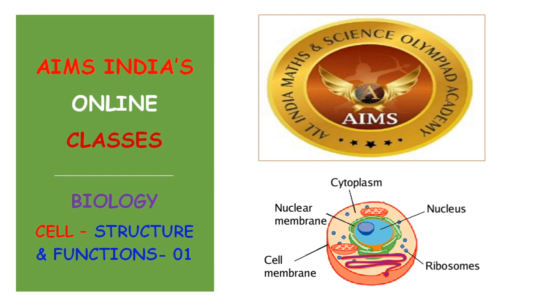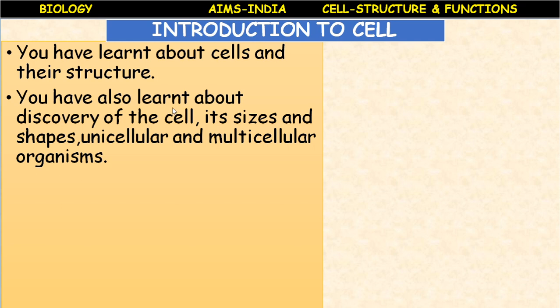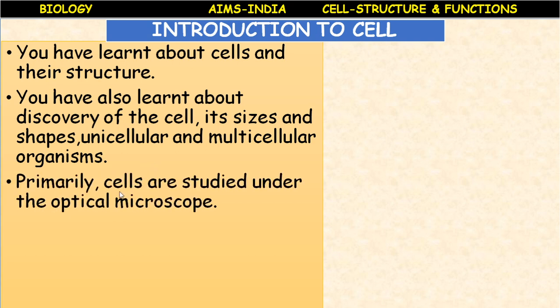So let us recall the previous knowledge. You already know the discovery of the cell, the shape and size of the cell, and unicellular and multicellular organisms. Let us recall some of the activities which you have studied previously. You have learnt about cells and their structure, and about the discovery of the cell, its sizes and shapes, and unicellular and multicellular organisms.